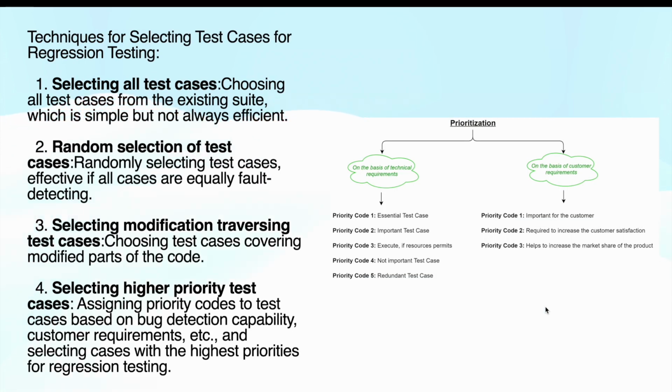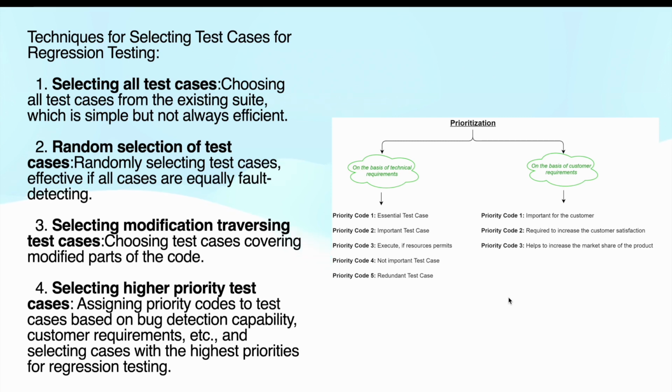Techniques for selecting test cases for regression testing include some steps. First, selecting all test cases. This involves selecting all test cases from the existing test suite, which is simple and safe but not always efficient.